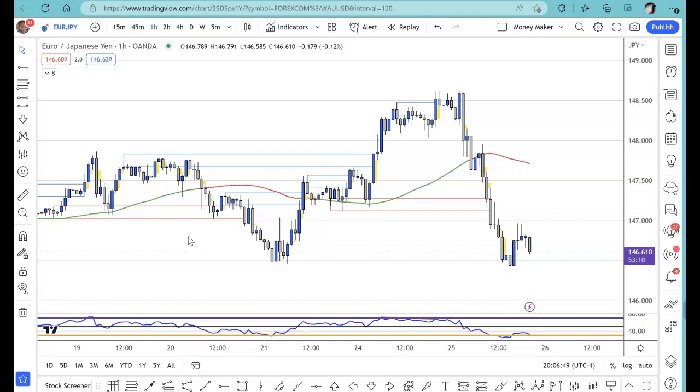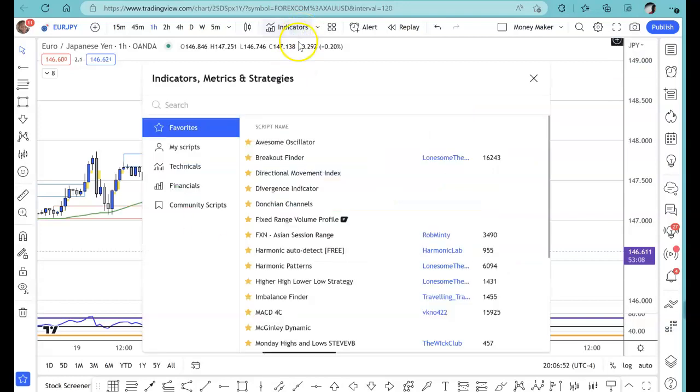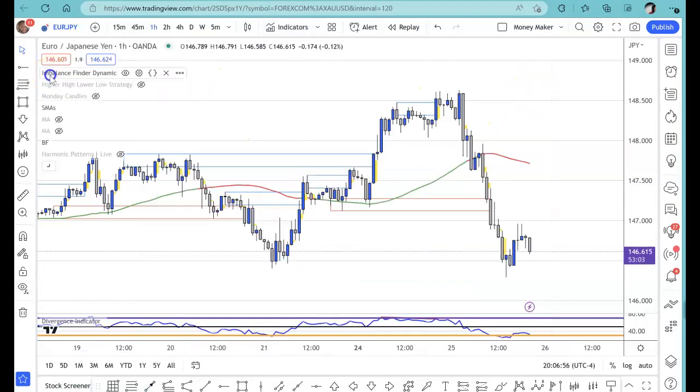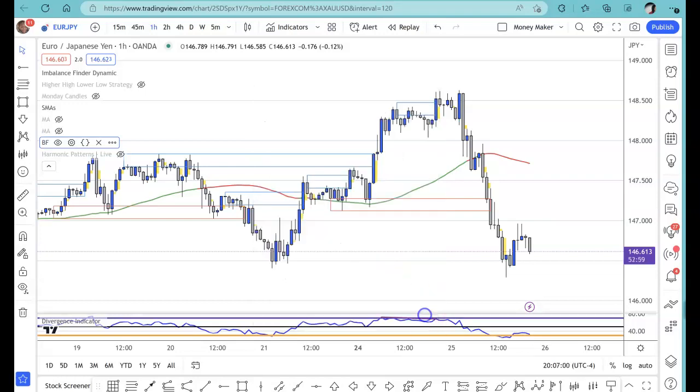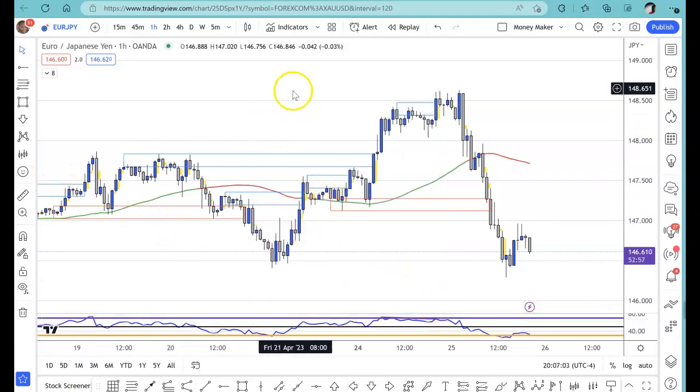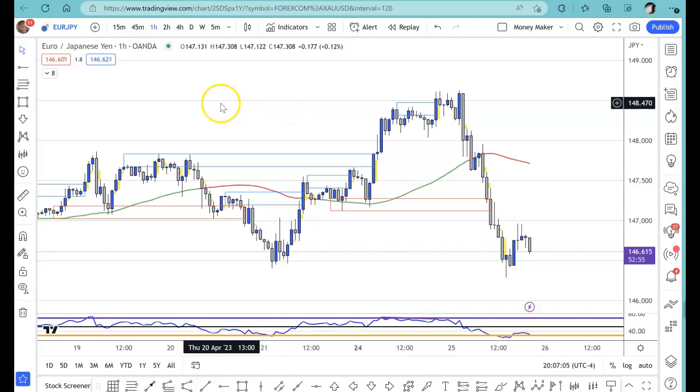I'm on your JY. We're in TradingView. We're going to go to indicators and select Breakout Finder by Lonesome Thief. The settings are as follows. You're going to use your 2 and 200 period, and then everything else is optional, whatever you use for your additional confirmations.